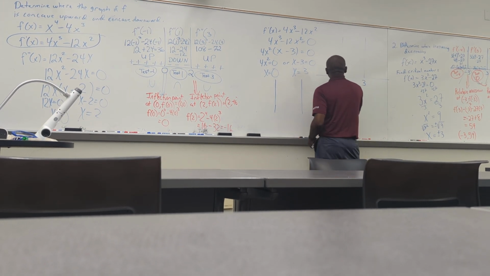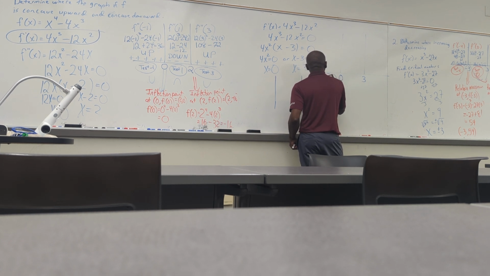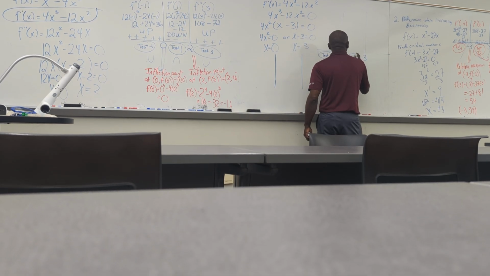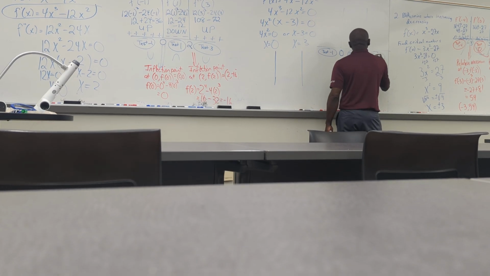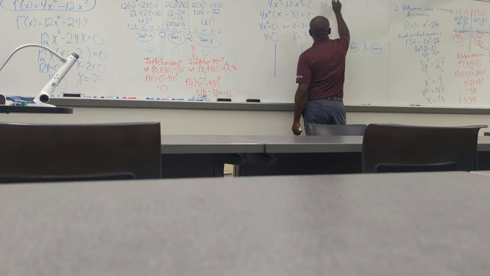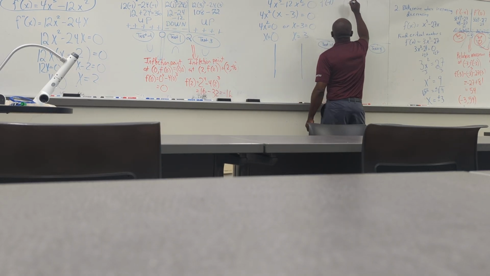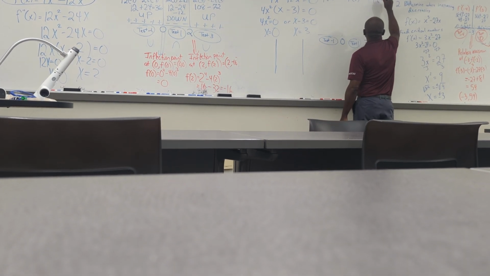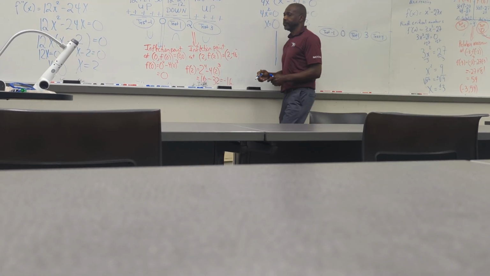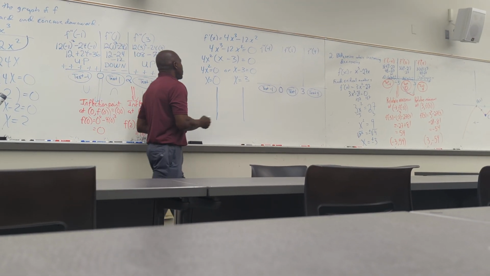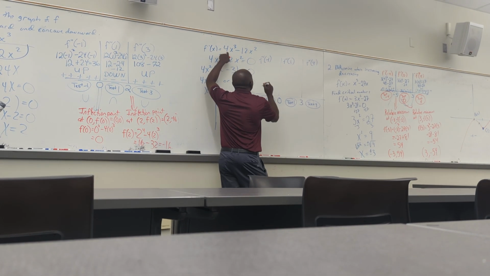What's the test value? -1. What's the value in here? What's the value here? 4. And remember, we're using the first derivative, so that's f prime of -1, f prime of 1, and f prime of 4. Now, this is the derivative, right? So just put it in.